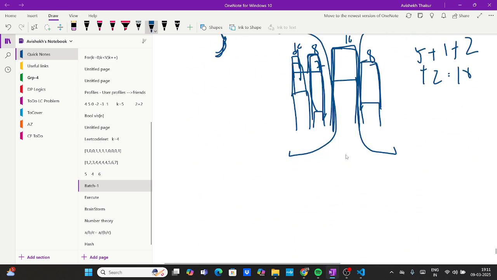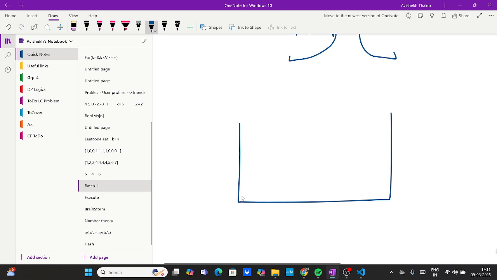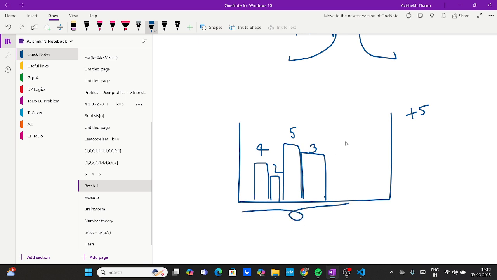Okay, this is how much? This is 4, this is 2, this is 5, this is 3. First increment it by plus 5. So if you take the entire array and do plus 5, this will become 10, this will become 8, this will become 7, this will become 9.